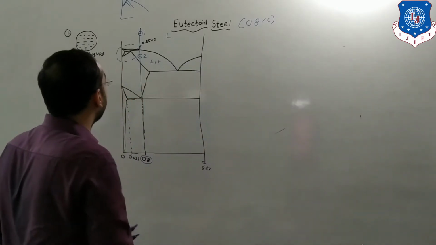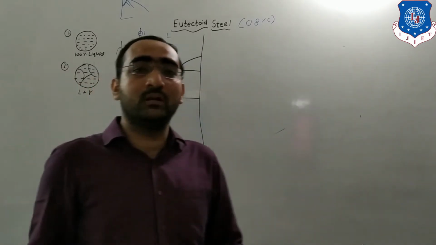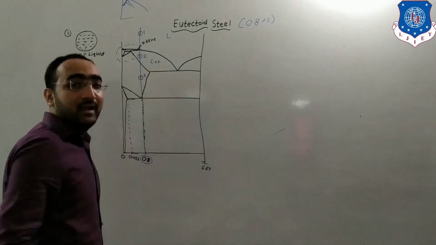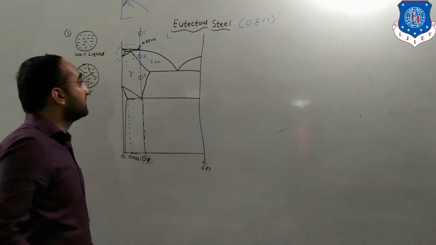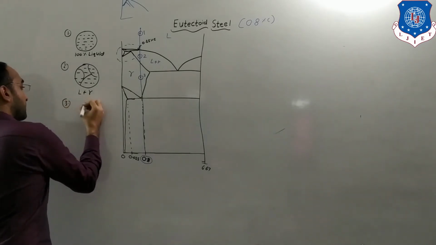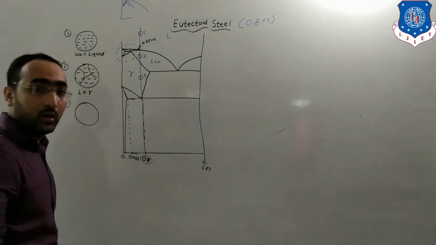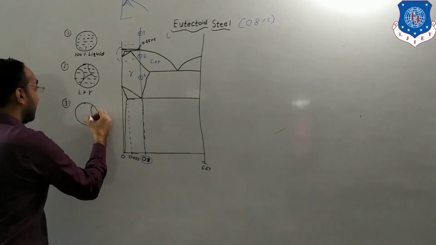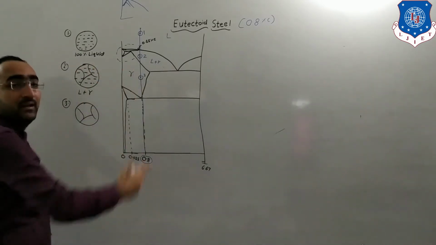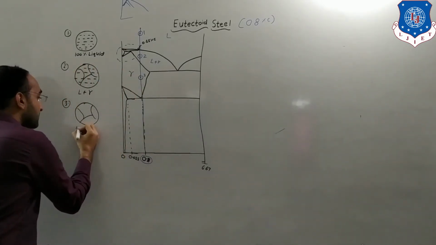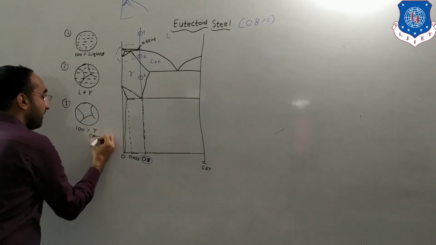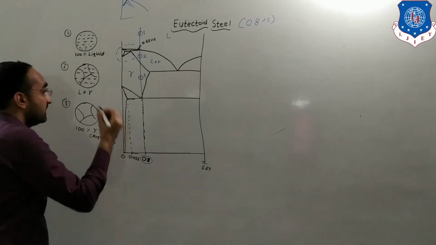Now moving forward, if we further cool that material, whenever it comes to point number 3, it falls under the gamma region. So the third one is indicated by the same austenite region you drew over here, but the liquid is gone away. So this particular region is known as 100% gamma, that is, 100% austenite.